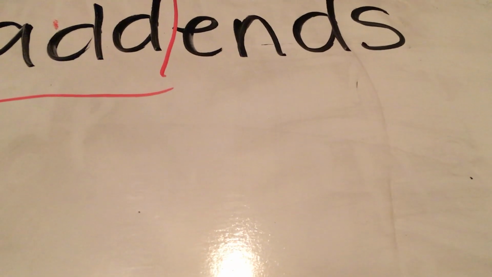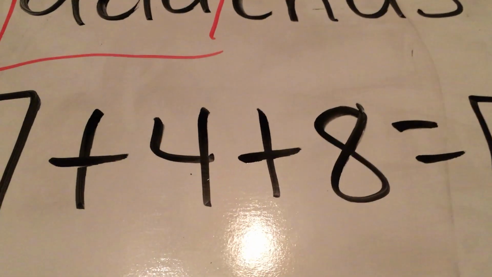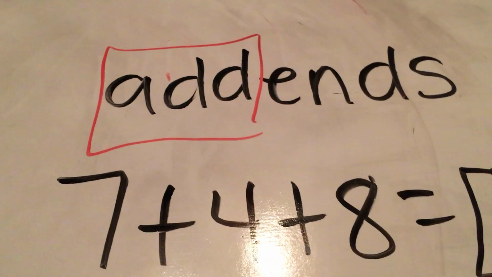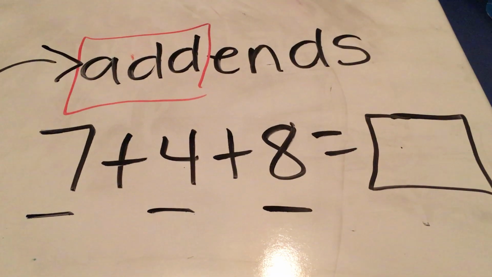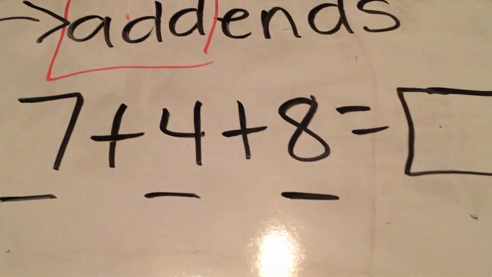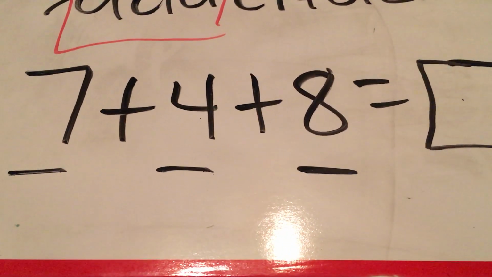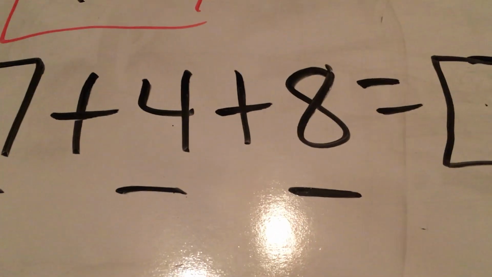equation. So when you have this problem, 7 plus 4 plus 8 equals something, then 7, 4, and 8 are the add-ins. These numbers in my equation are my add-ins. Alright, so what we're going to do today is practice adding 3 and 4 add-ins to get an answer. One method we're going to use is making a 10 to help you solve the problem.